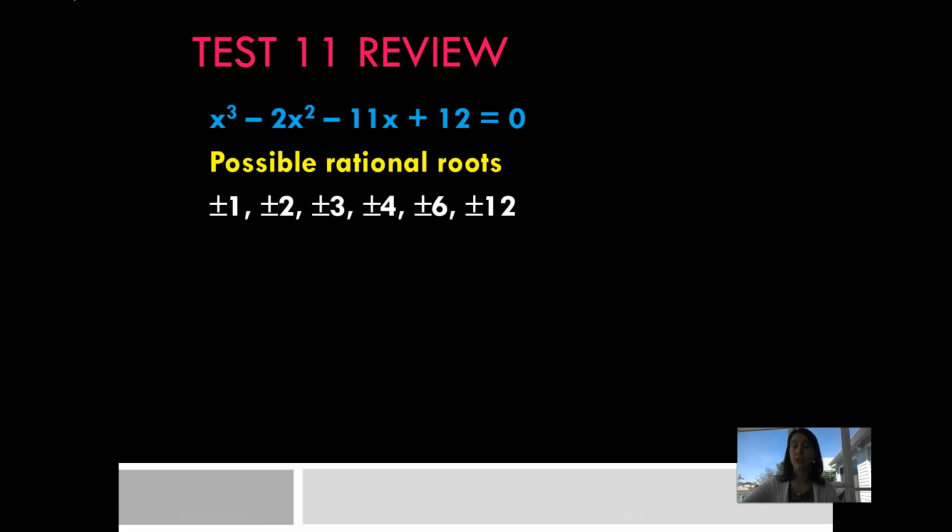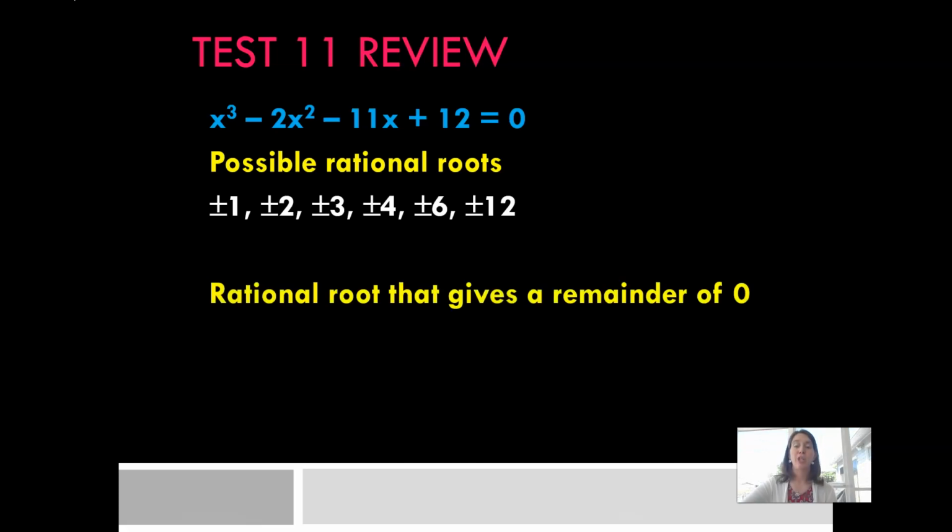Okay, so that's like questions 3 through 5. Now, in question 6, here's where we actually had to kind of get into some of the arithmetic. You had to determine which one of those rational roots gave you a remainder of 0. Remember, one by one, we put them in for the x's, and we saw which one worked.